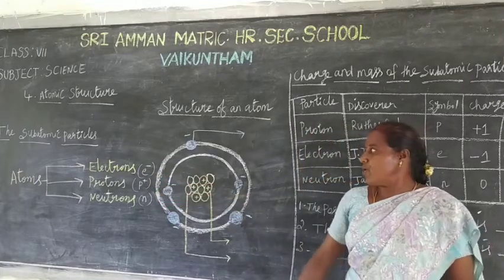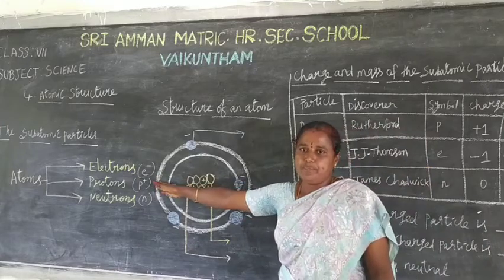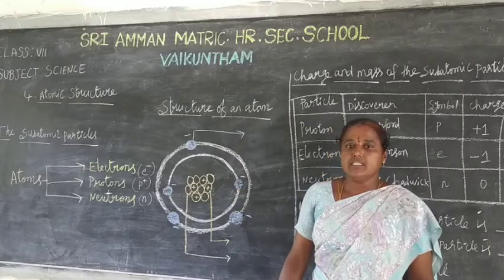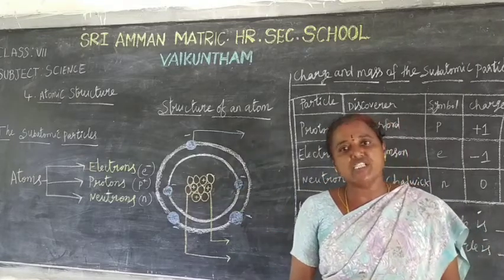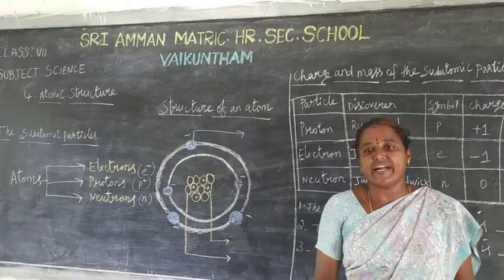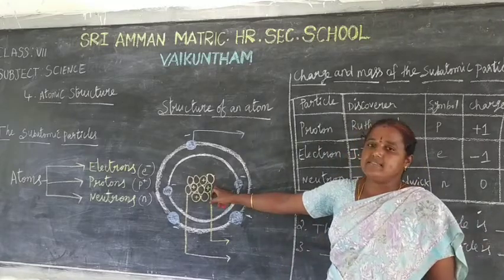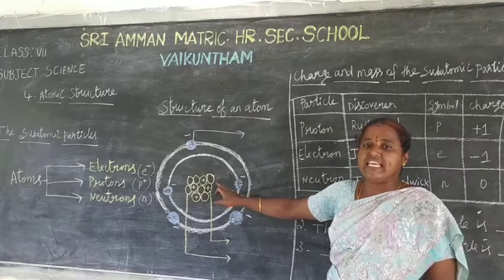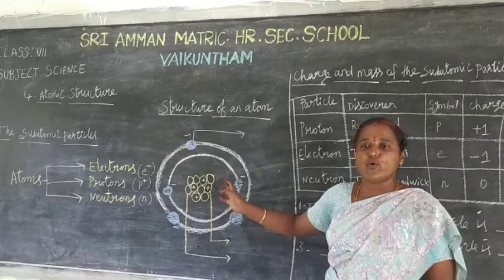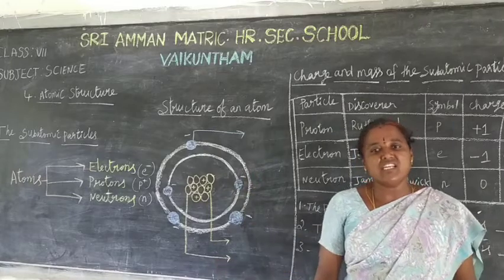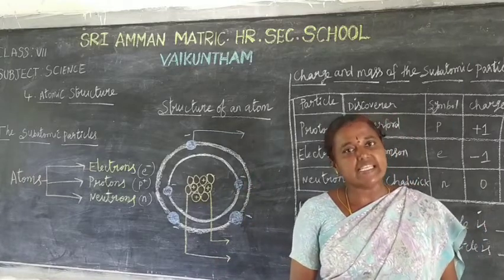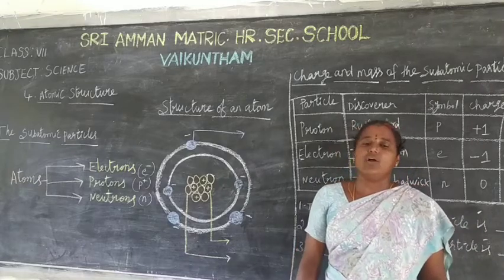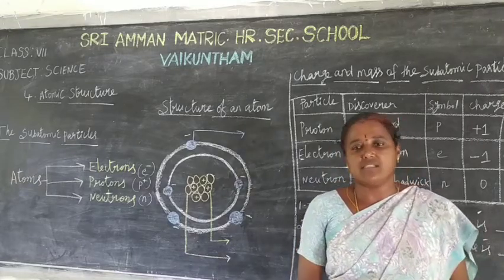The symbol for proton is P. The proton is the positively charged particle and it is located in the nucleus. Its positive charge is of the same magnitude as that of the electron's negative charge. That is, the number of protons is equal to the number of electrons.